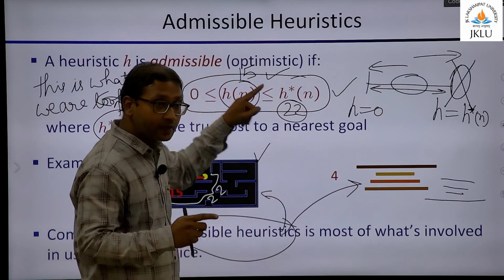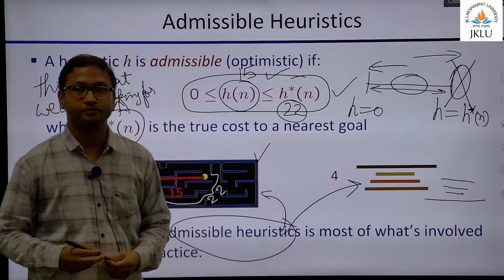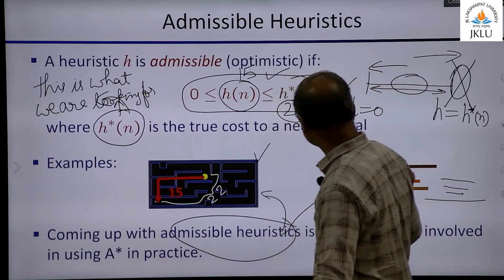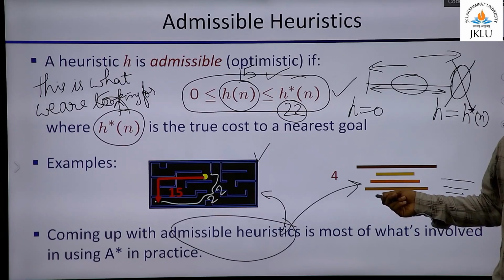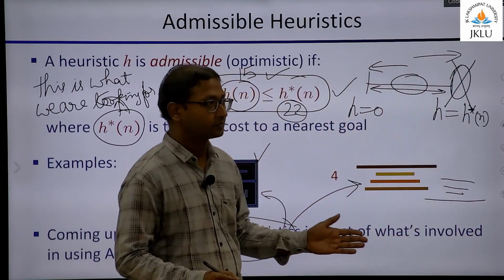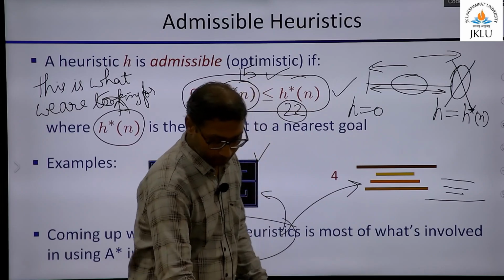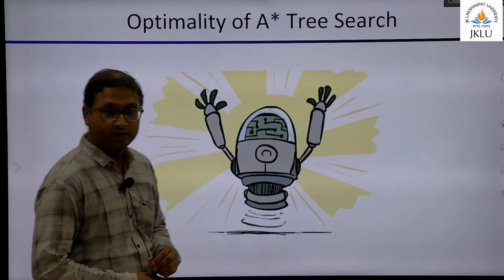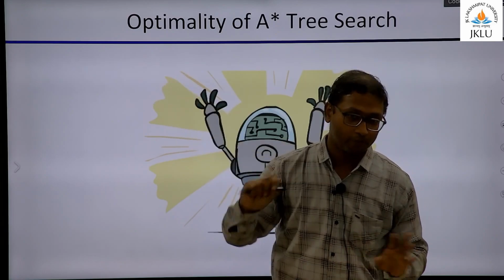But we compute an admissible heuristic by resorting to a simpler problem. So in this case, what was that simpler problem? The heuristic value was just the value of the largest pancake not in place. In this case, the largest pancake that is not in its place is 4. Alright? So if H is admissible, then A star is optimal.